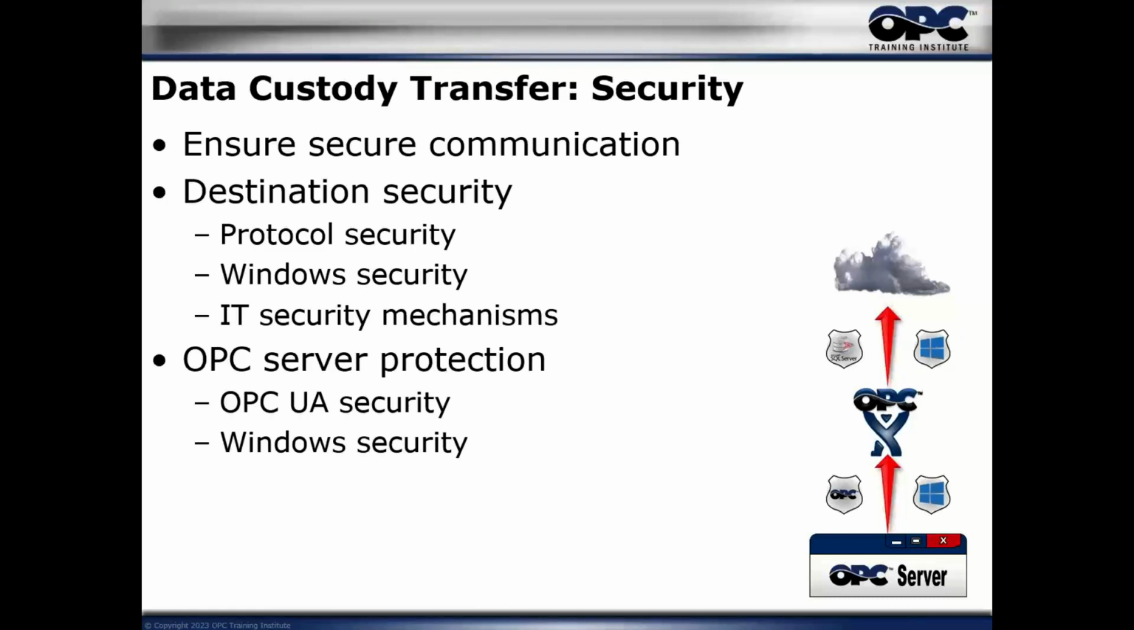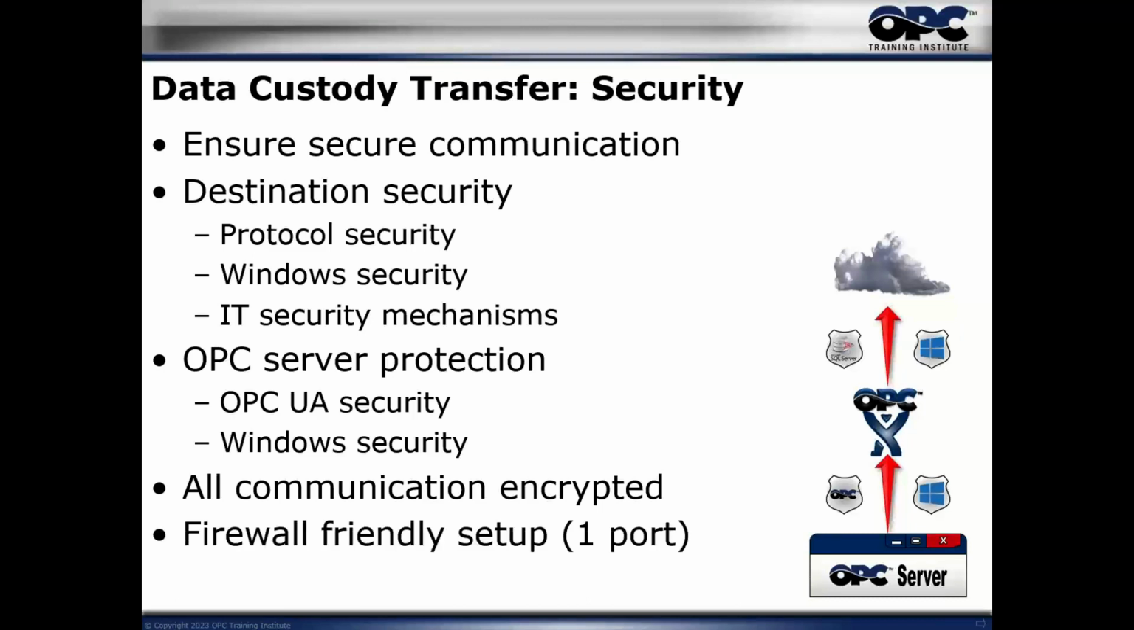OPC Expert works within your existing infrastructure. And on the OPC server side, of course, you get OPC UA security or Windows security, DCOM security. That's all in there. It's all baked in. And of course, all the communication can be encrypted. Doesn't mean that you have to encrypt it, but it can be encrypted, and that's pretty natural with these security mechanisms. Also, a very firewall-friendly setup. We're talking about using just one port. So no matter which way you're using, we're talking about using just one port to get that communication working. So it's very easy on firewalls.